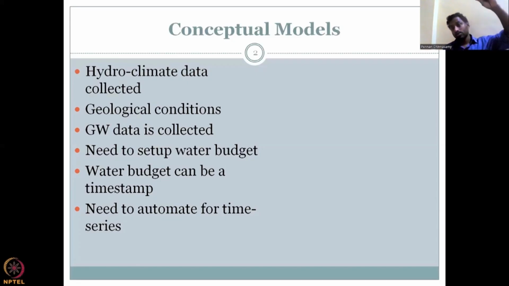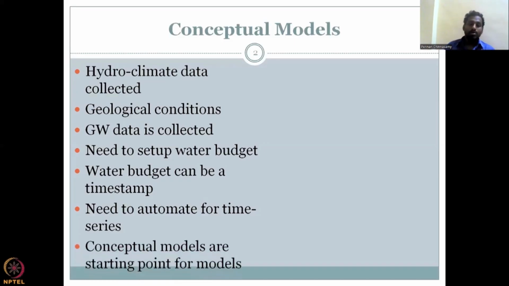For example, water which comes as rainfall is the same water which infiltrates, pushes the water into pore space, and then goes into the groundwater aquifer, comes back as base flow, etc. But we need to keep a check on that water always so that we know the volume and movement of water, right? So conceptual models are the starting point for models. We use them as a leverage point where you start understanding or setting up a hydrological model.